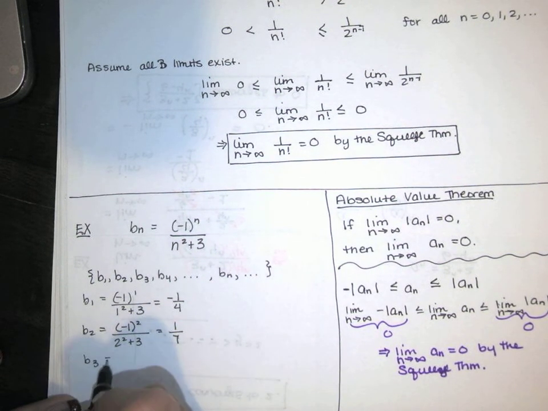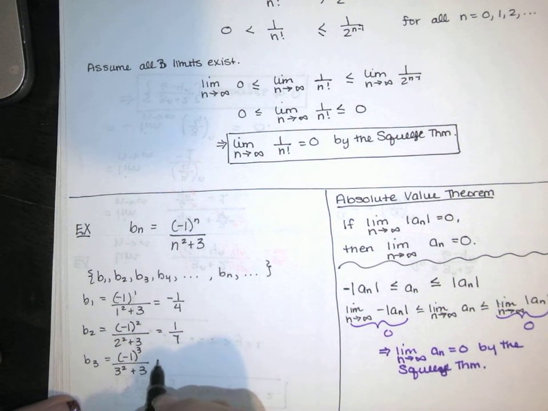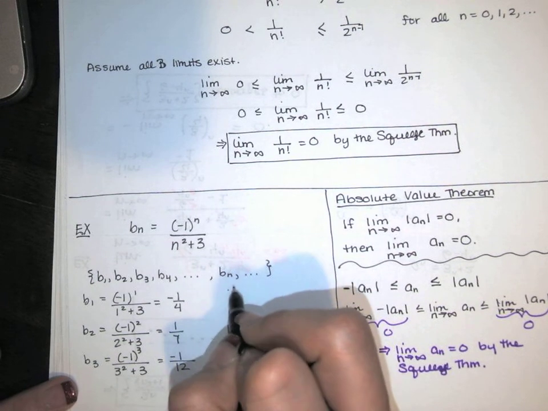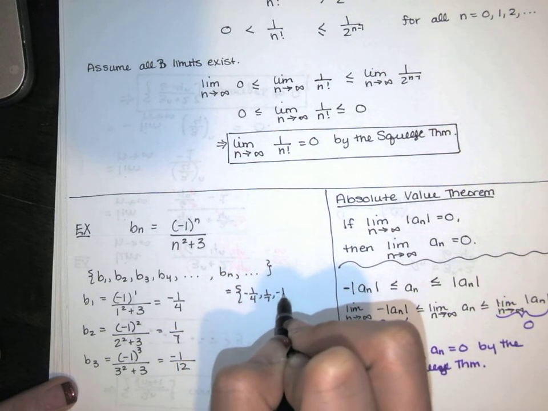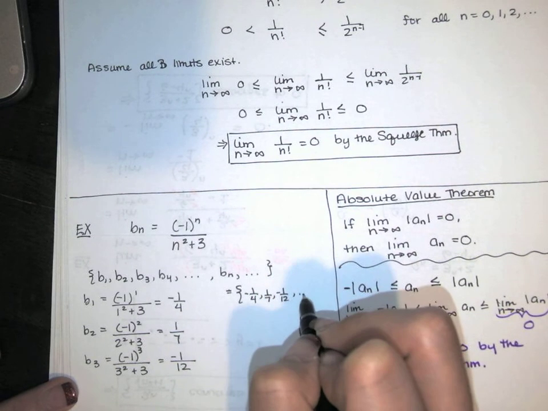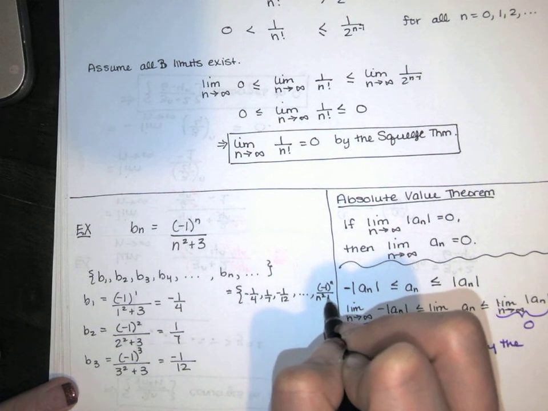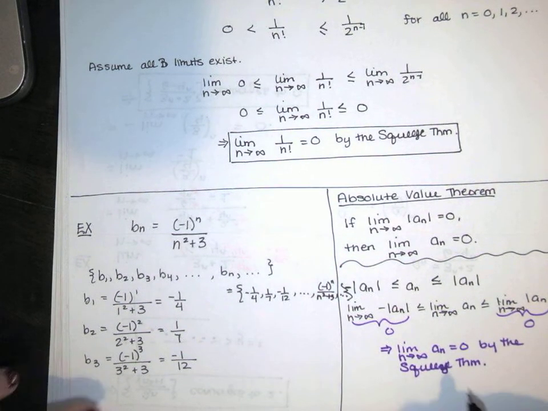B sub 3 is negative 1 cubed over 3 squared plus 3. So that's negative 1 cubed is negative 1. 3 times 3 is 9. 9 plus 3 is 12. And so on. I'm not going to write them all out, but I get negative 1 over 4, 1 over 7, negative 1 over 12. And we keep going, and eventually b sub n is negative 1 to the n over n squared plus 3. And we keep going. Run out of space a little bit.